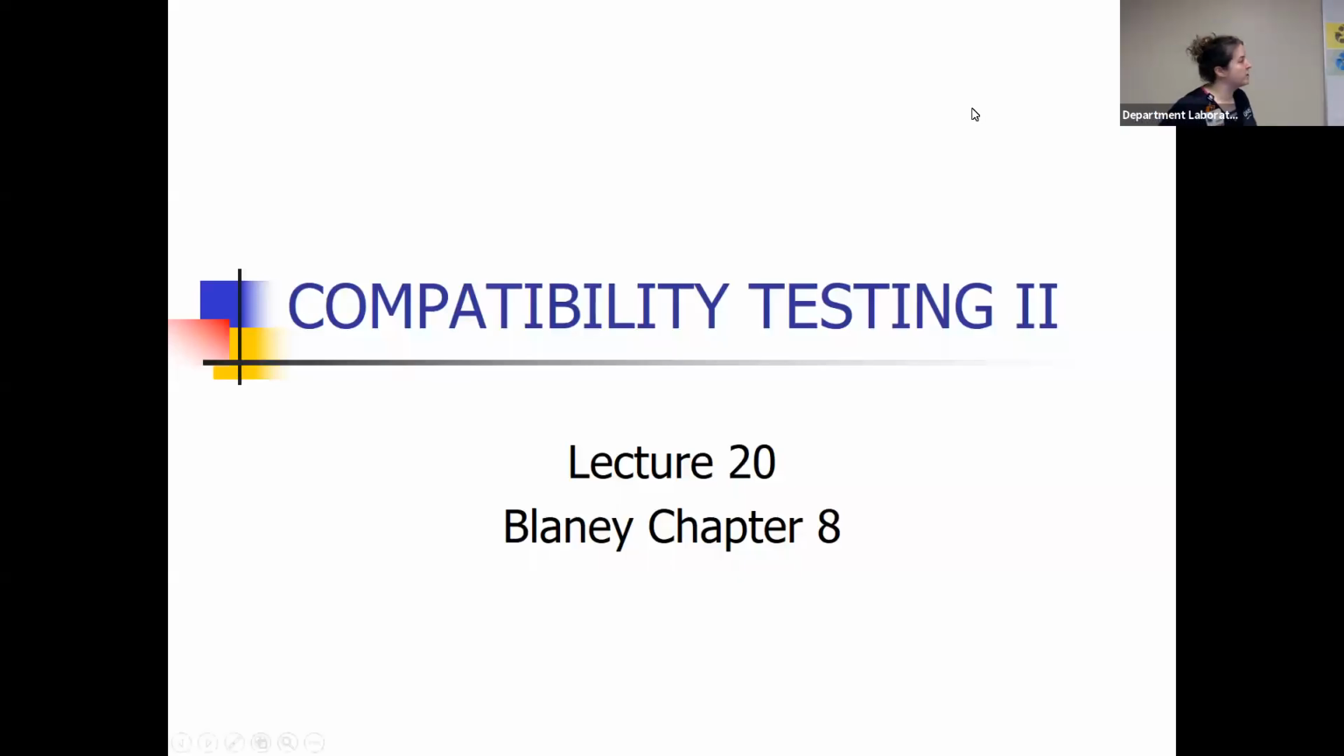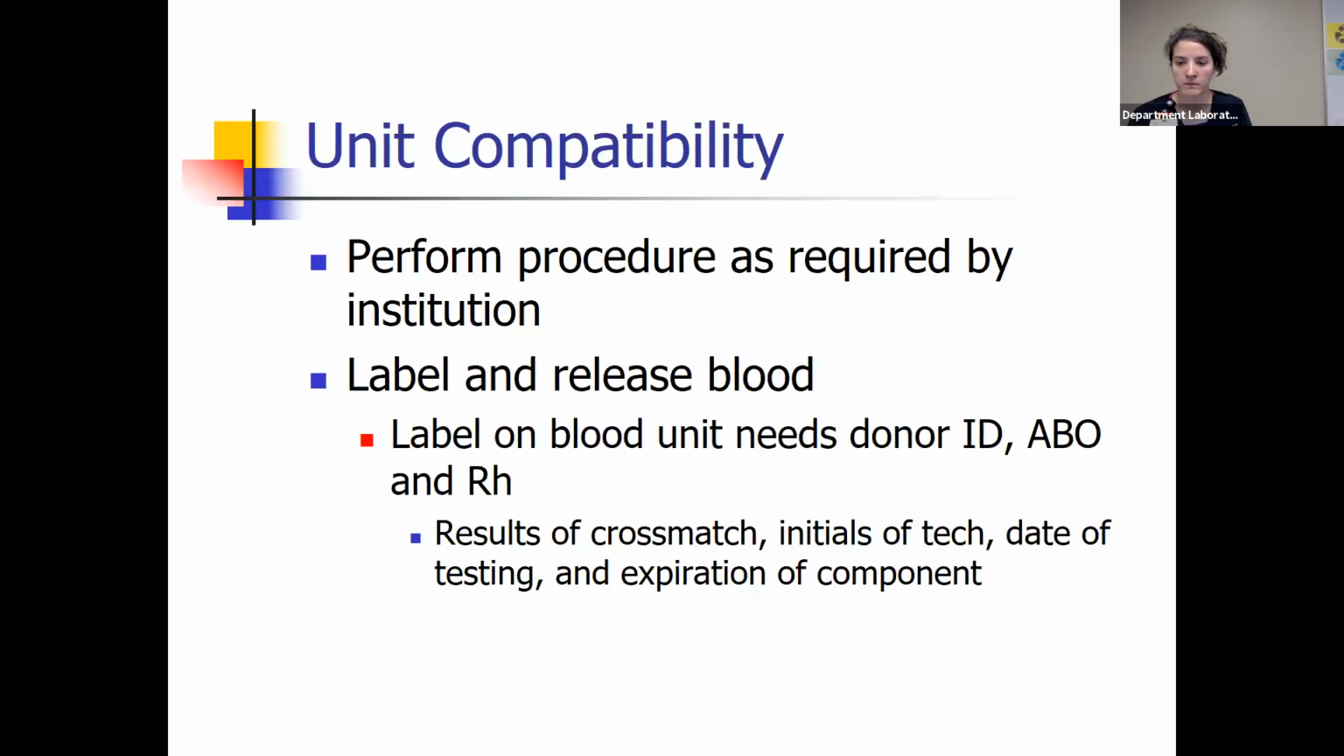All right, so moving on to lecture 20, we're still going to be talking about compatibility, but a little bit more specific. When you are performing your cross matches or doing unit compatibility testing, make sure you follow your institution's SOP, all right? So if your institution has the capability to do electronic cross matches, make sure that is included in your operating procedure. If your procedure doesn't have electronic cross matches, you will have to perform initial spin on every unit. Every patient cross match that you perform has to be initial spin, all right?